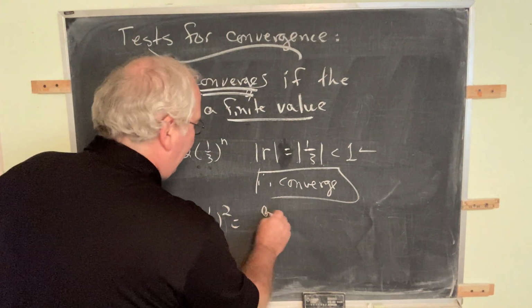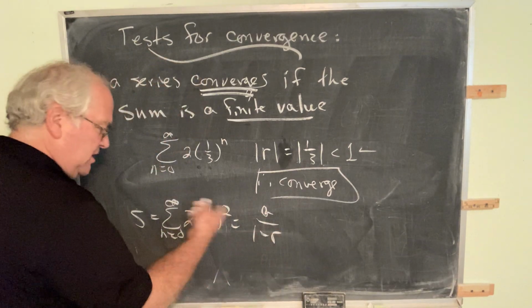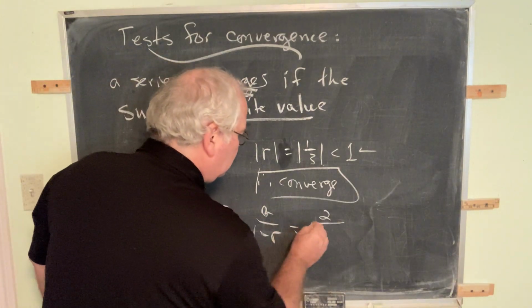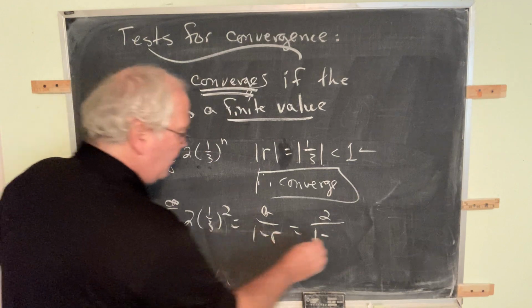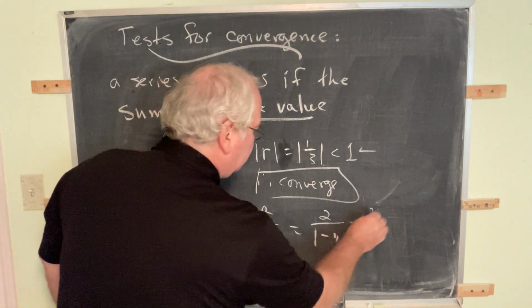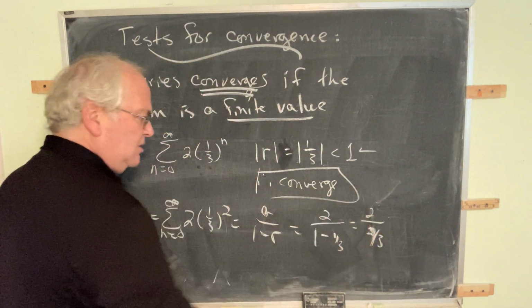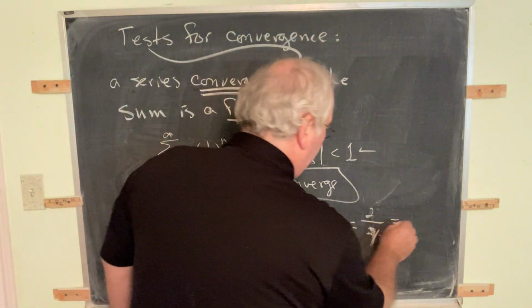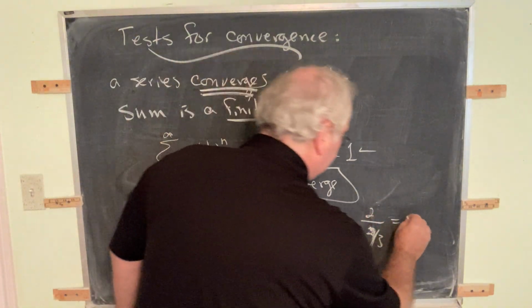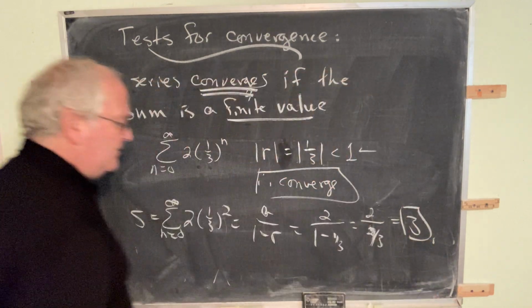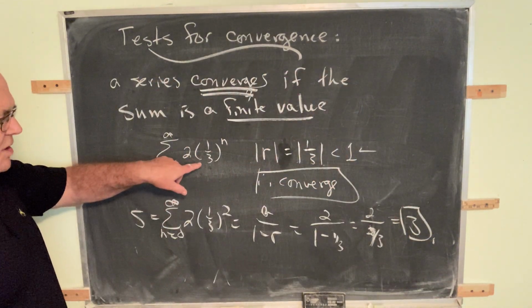We know this is A over 1 minus R, which in this particular case is 2 over 1 minus 1/3, which is 2 over 2/3. And if you multiply by the reciprocal, I believe that the 2's cancel, that simplifies to 3. All those terms add up to 3.